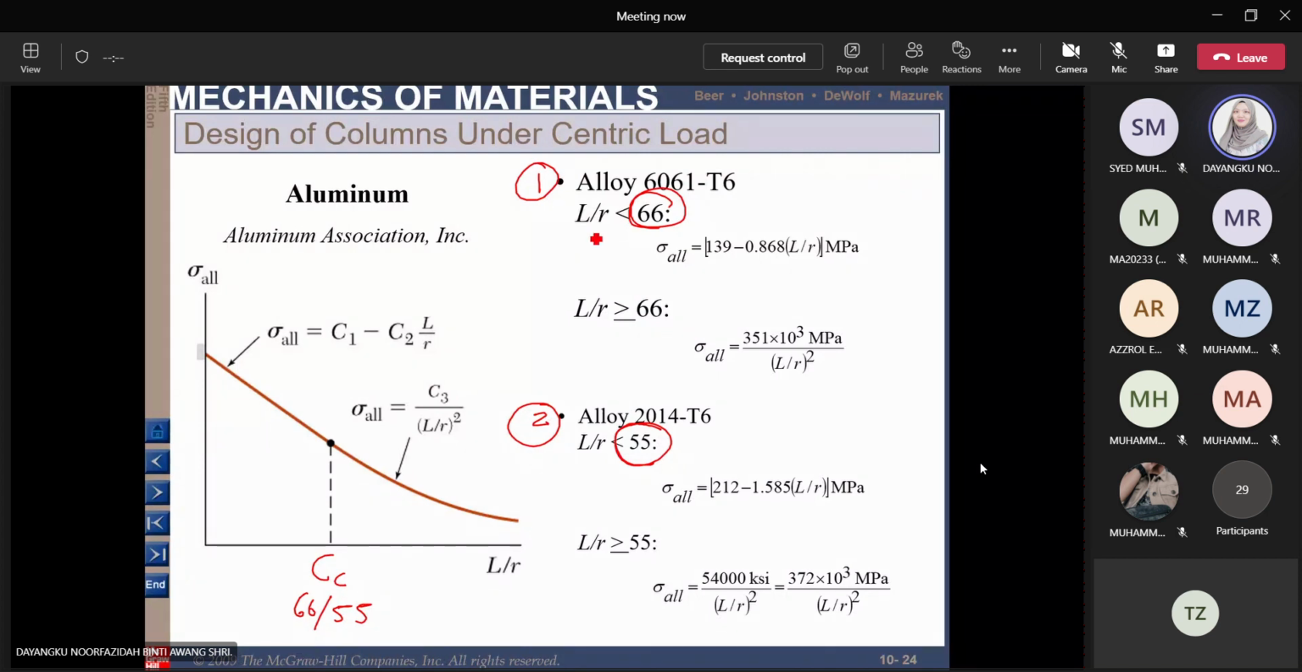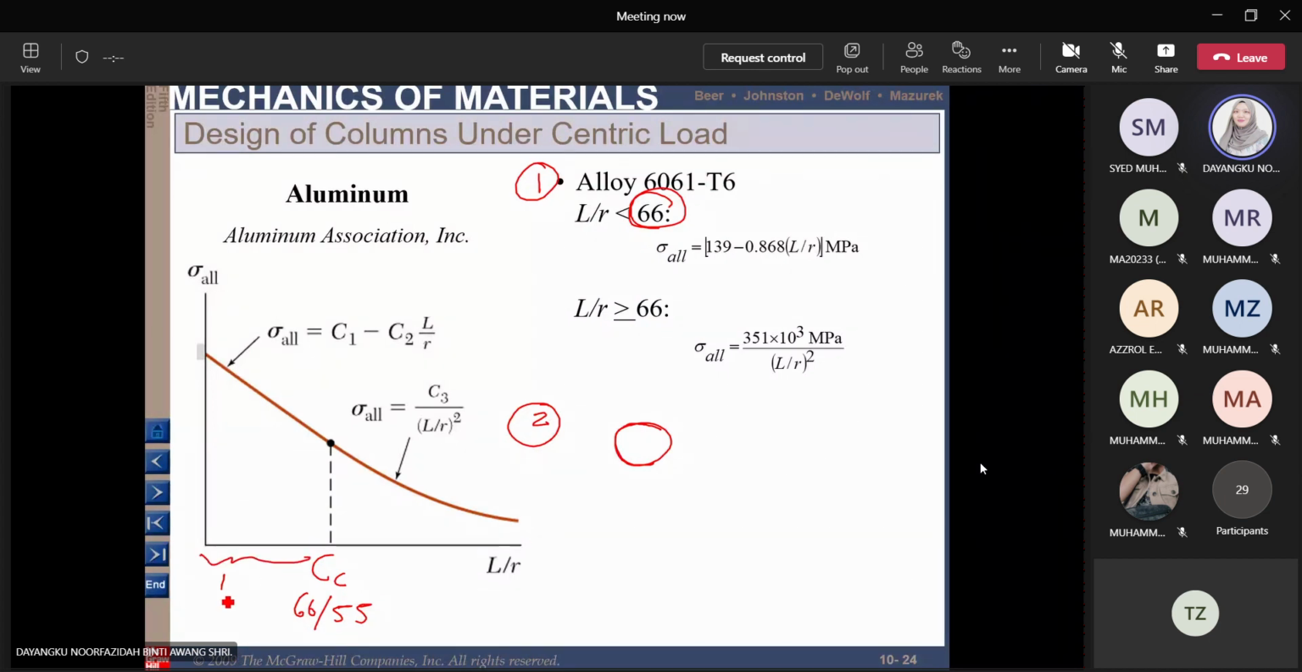All right. So let's look into the 6061 first. If your L over r is in this portion, which we call AB, in the AB portion we need to use the allowable stress as this part here. You just put in the value of your L over r here, and then you can get the allowable stress as 139 minus 0.868 times the L over r. And if it's bigger or equal to 66, we can just use this formula here.